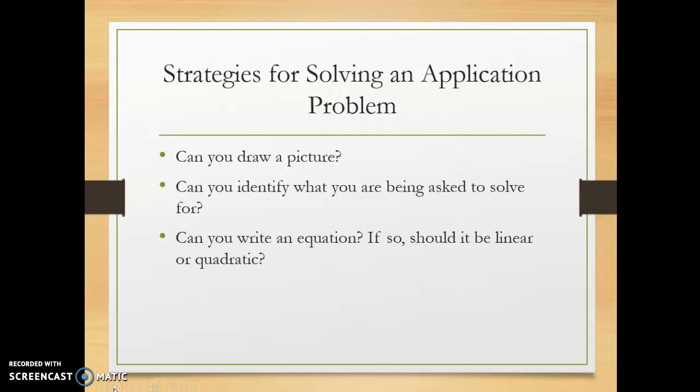Some good strategies that I have for solving these story problems. First, ask yourself, can you draw a picture? Then, can you identify what you're being asked to solve for? And then, can you write an equation? If so, we need to determine if it's going to be linear or quadratic.